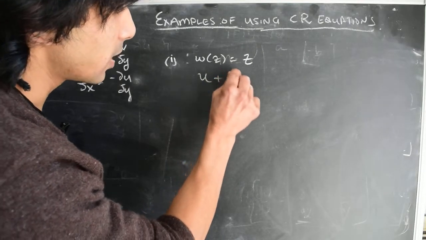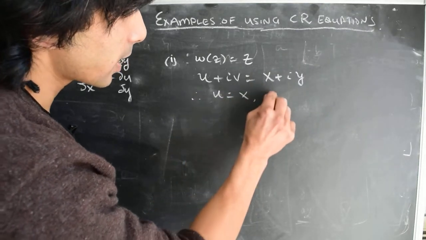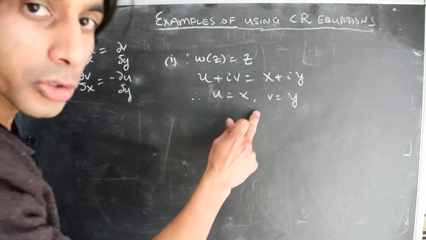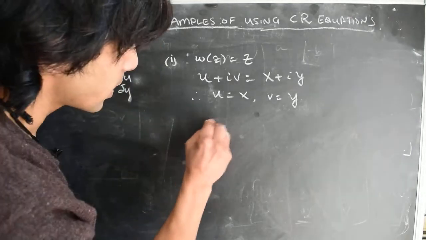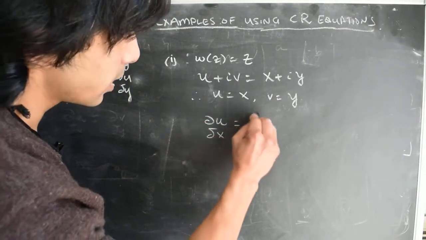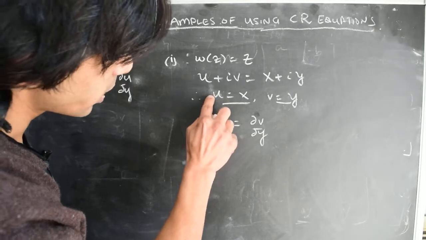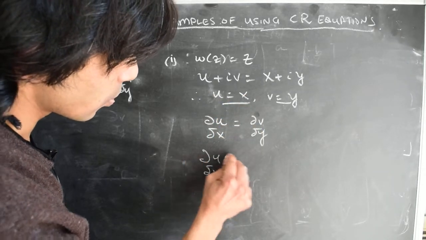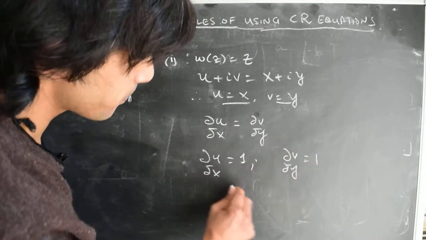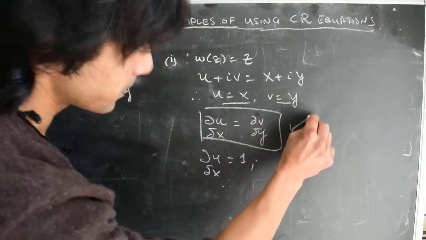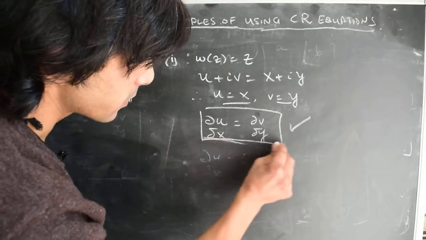If we find out what u and v are, then u plus iv should be equal to x plus iy. Therefore, u is x and v is y. Now let's check the Cauchy-Riemann conditions. The first one requires that du dx should be equal to dv dy. For this mapping, du dx, the partial derivative of u with respect to x, is 1, and dv dy is also 1, and therefore this condition is satisfied. We should also check the second condition. Both conditions should be satisfied.